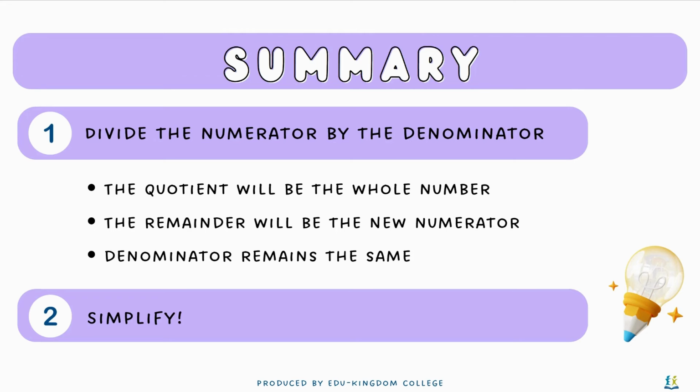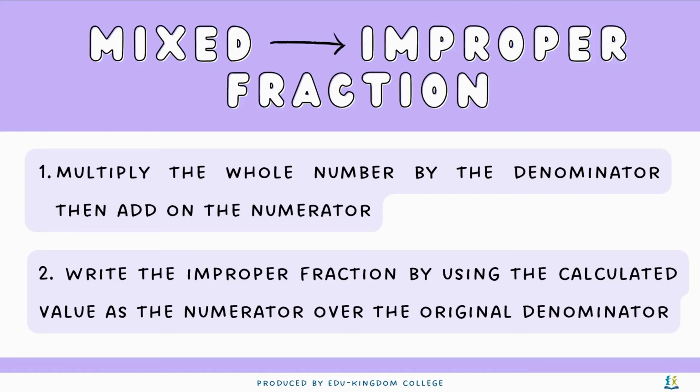A quick summary. First, divide the numerator by the denominator. The quotient will be the whole number, the remainder will be the new numerator, the denominator remains the same, then simplify. Now that we've learned improper fraction to mixed fraction, let's have a look at mixed fraction to improper fraction.